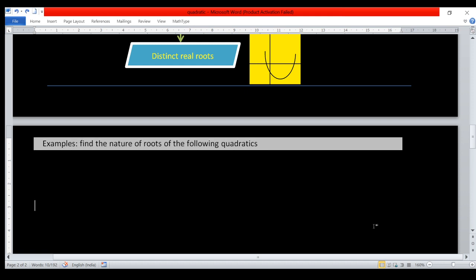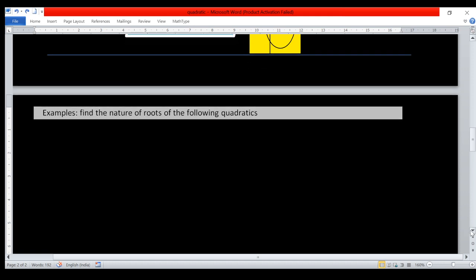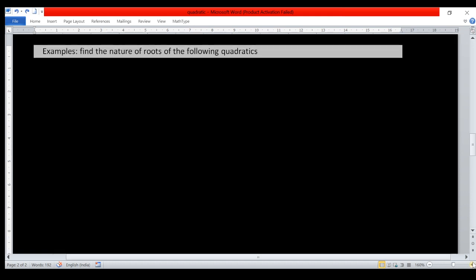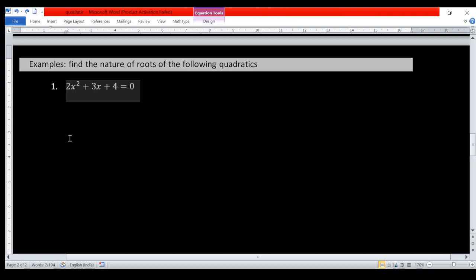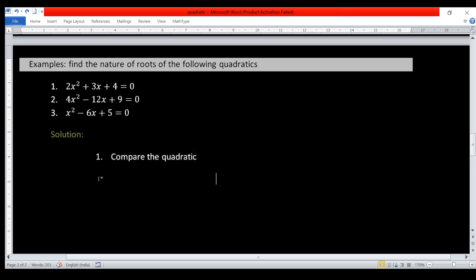We'll go through examples to find the nature of roots. So I'll take three equations: 1, 2x square plus 3x plus 4 equal to 0; 2, 4x square minus 12x plus 9 equal to 0; 3, x square minus 6x plus 5 equal to 0. I'll check one by one. We are just going to study the nature of roots.